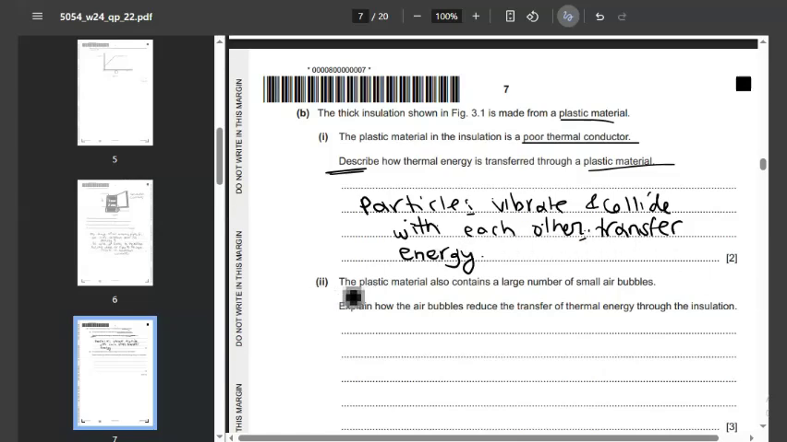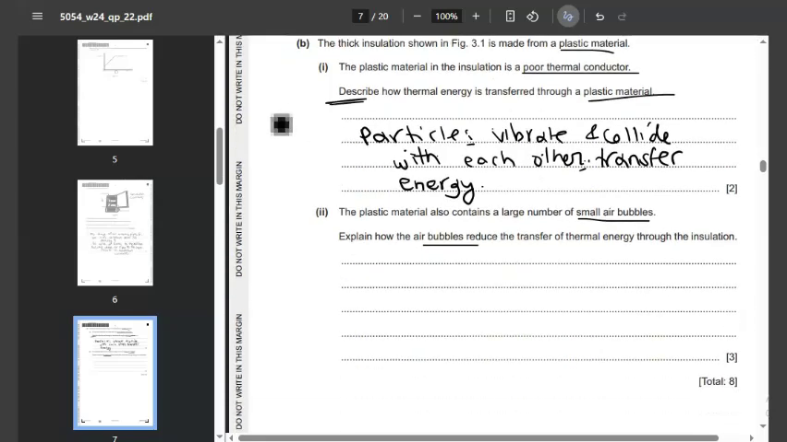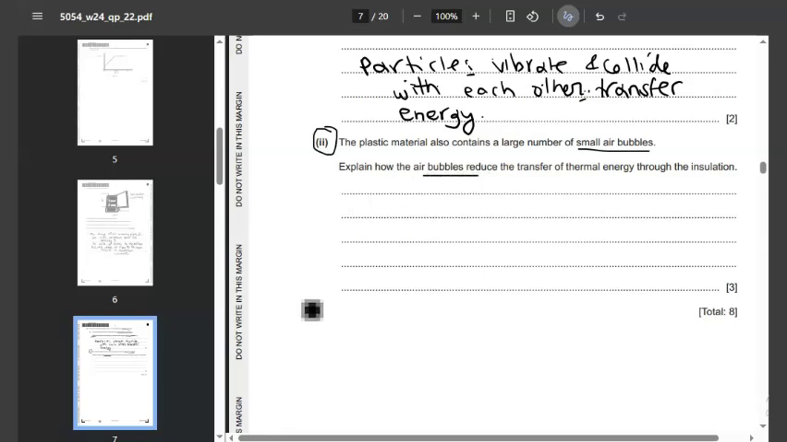Roman 2. The plastic material also contains a large number of small air bubbles. Explain how the air bubbles reduce the transfer of thermal energy through the insulation. So this is a common question. I've seen it repeat many times in past papers. The reason air bubbles reduce the transfer of thermal energy is because air is an insulator of heat. So air will stop conduction and it will reduce convection.